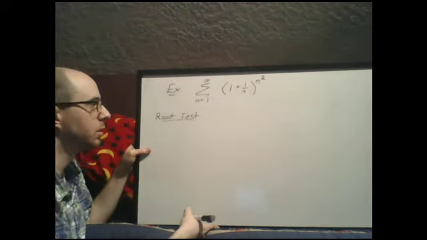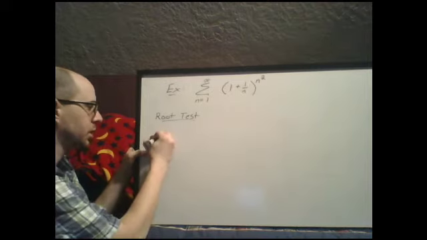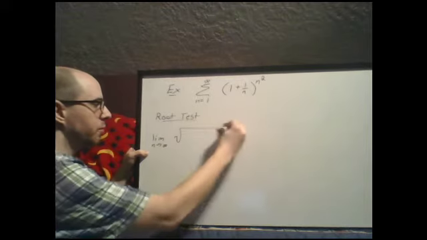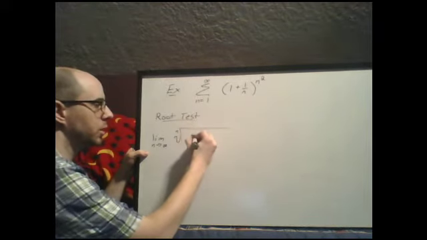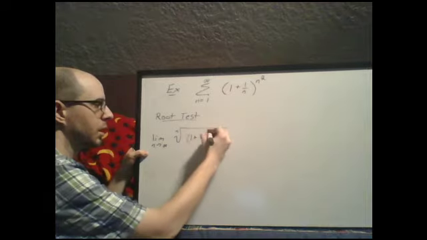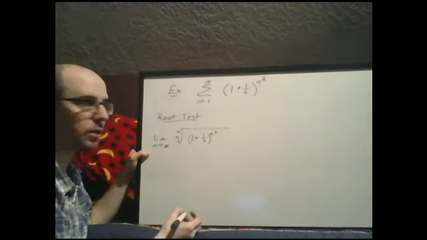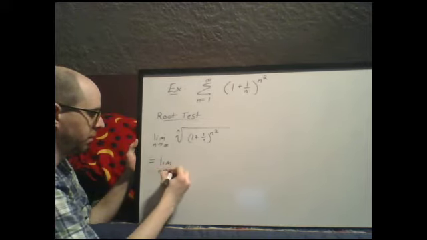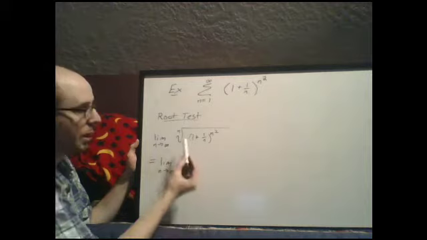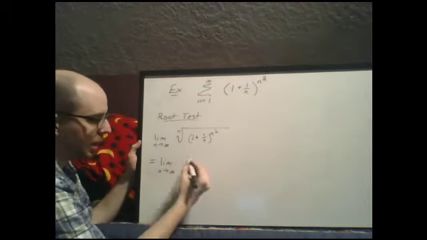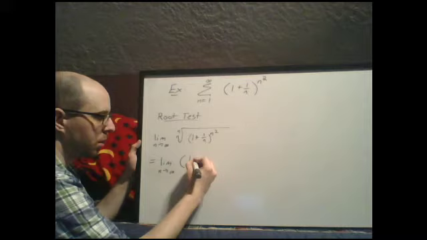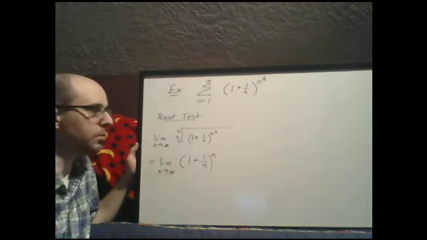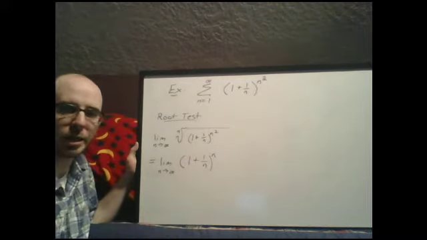All right, so if I apply the root test to this, we're looking at the limit as n approaches infinity of the nth root of our expression. Everything's positive, so let me just leave off the absolute values. When I take the nth root, that's dividing the exponent by n. That's going to give me 1 plus 1 over n to just the n power. N squared divided by n gives me n.